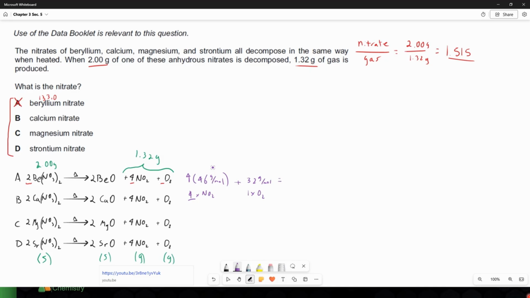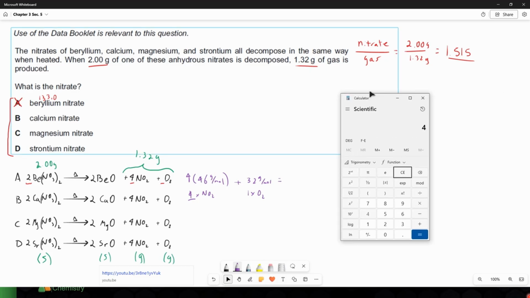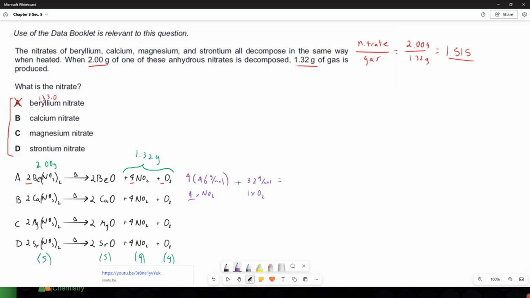So when we do 4 times 46 plus 32, that's 216 grams per mole. 216 grams per mole is the molar mass of all of the gas that's created. So that's the bottom part of this ratio, the gas part. So all of these, when we do them, we're going to divide by 216, because that's the molar mass of the gases put together.